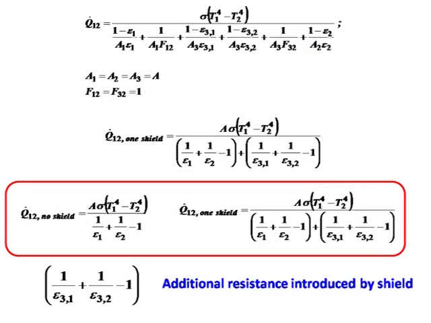I am going back to my chapati example. That is why we use aluminium foil, because we are using it as a radiation shield. So, these are the resistances. If I take A1 equal to A2 equal to A3 and F12 equal to F32 equal to 1, the above equation reduces to this.